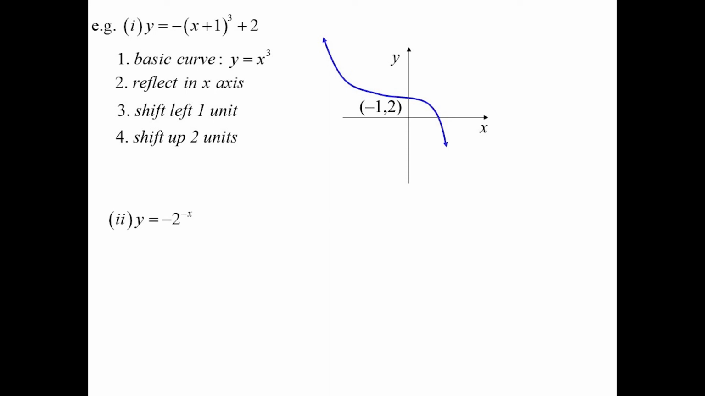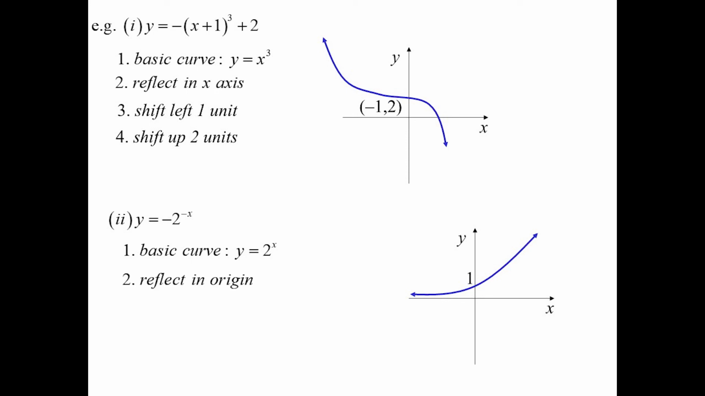y equals minus 2 to the power of minus x. There's y equals 2 to the power of x. This one's going to reflect in the origin, because notice we have a minus on the x and a minus with the y as well. So that's just rotation, 180 degrees. Whoop, there we go. So we can do the 2 things in one if you like. We rotate it 180 degrees.